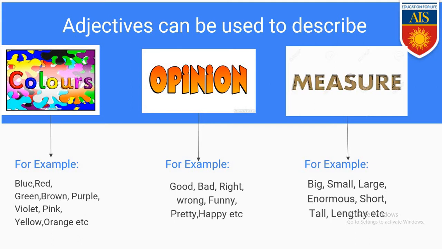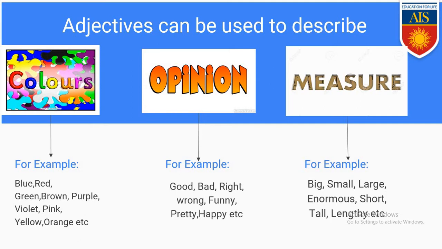Adjectives can be used to describe colors, opinion, and measure of a noun. What is the color of a noun? To describe that, we use adjectives. What is your opinion or another person's opinion about the particular noun? To describe that, we use adjectives. What is the measurement of the noun? That is, what is the size of a noun? To describe that, we use adjectives.